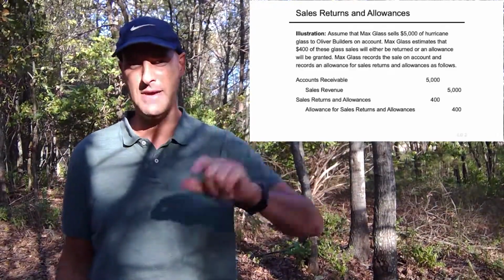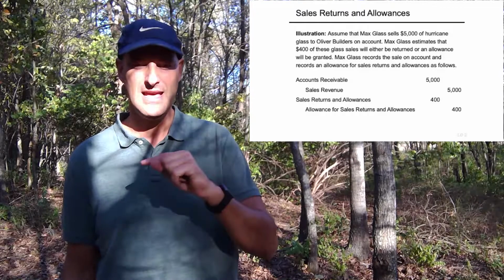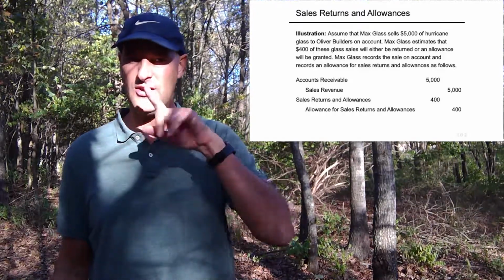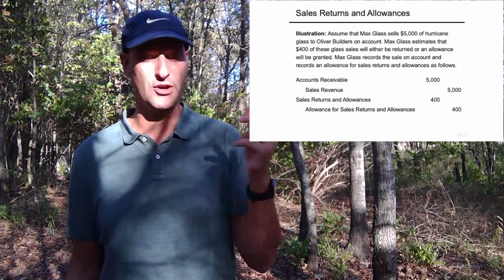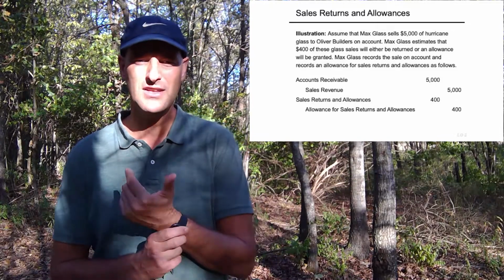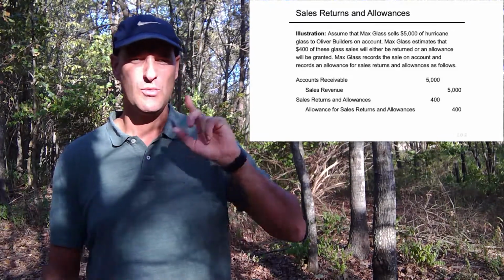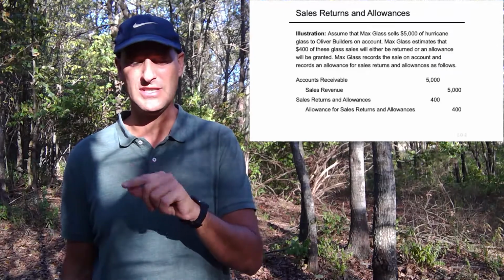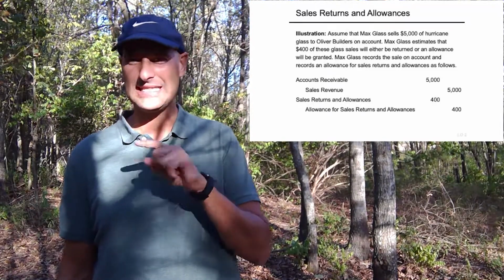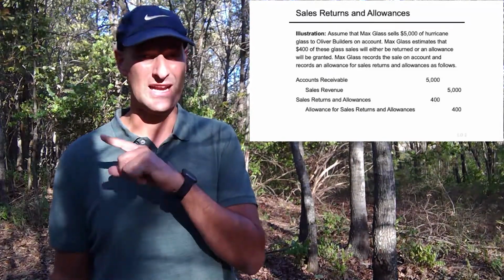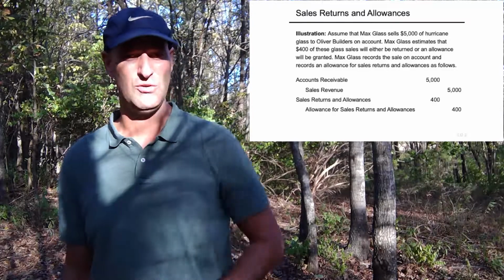So we have accounts receivable of $5,000 because that's the amount of the sale that they made, and they record sales revenue of $5,000. There's where we start. Now, they're estimating $400 of this $5,000 will get returned or they'll give an allowance. So we're going to debit sales returns and allowances. Remember, this is a contra revenue account, so as a debit balance, we debit sales returns and allowances for $400.